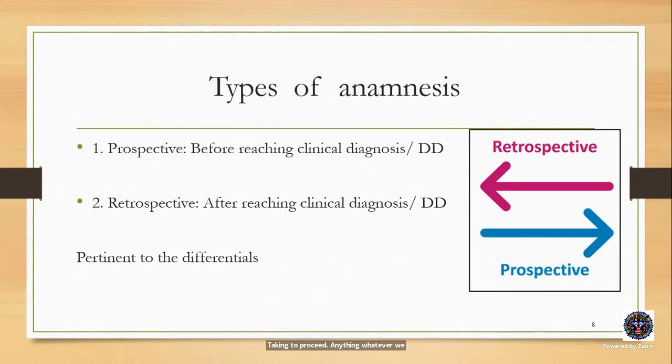So let me start with the types of anamnesis. Actually, I was surprised to know that there are two types of anamnesis, prospective as well as retrospective. Before reaching a clinical diagnosis or a set of differential diagnoses, for any patient who walks into our clinic, we ask a set of detailed history based on the folders, and with EMRs now, we have a set of questionnaires available, and that is a typical prospective anamnesis.